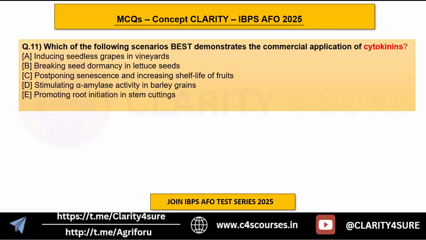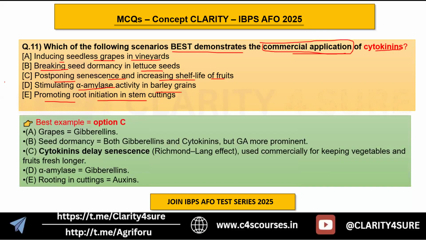Now moving on to the next, 11th question, which of the following scenarios best demonstrates the commercial application of the cytokinins? So here we are talking about the plant growth hormones' commercial application. Okay. First is inducing seedlessness in the grapes in the vineyards, then breaking seed dormancy in lettuce seeds, then postponing the senescence and increasing the shelf life of fruits, then stimulating alpha amylase activity in the barley seeds, and lastly, promoting root initiation in stem cuttings. Okay, so the correct answer for this question would be option C, which is postponing the senescence and increasing the shelf life.